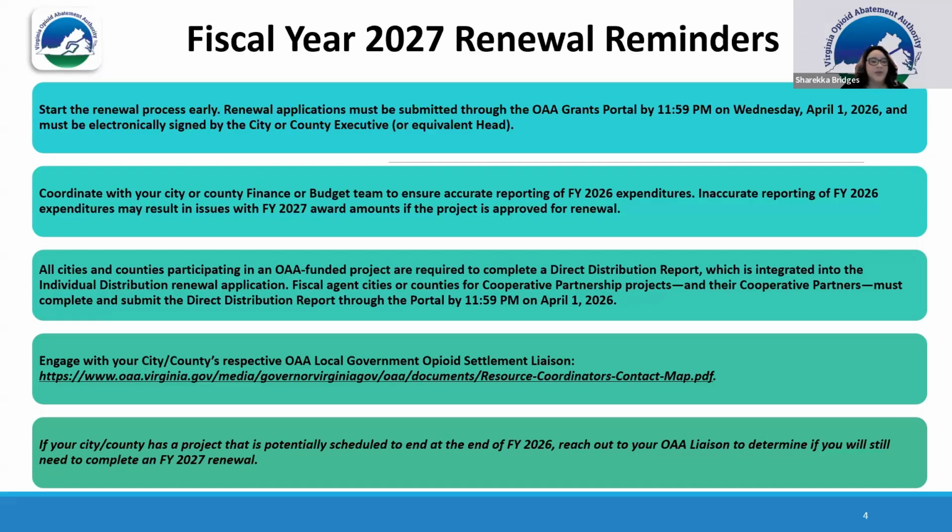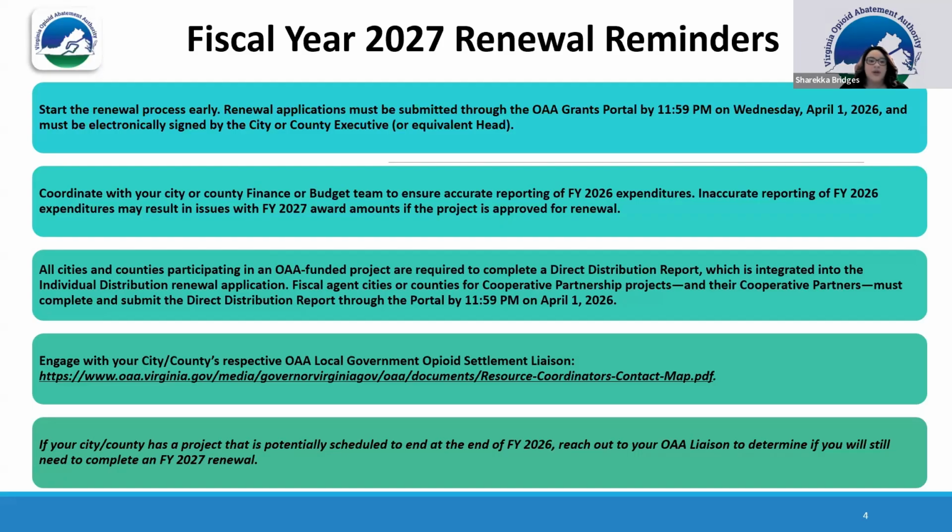As you're working through the FY27 renewal process, make sure that you're coordinating with your city or county finance or budget team to ensure that you are accurately reporting your FY26 expenditures. We want to reiterate that inaccurate reporting of your FY26 expenditures can and possibly will impact your FY27 award amounts if the project is approved for renewal.